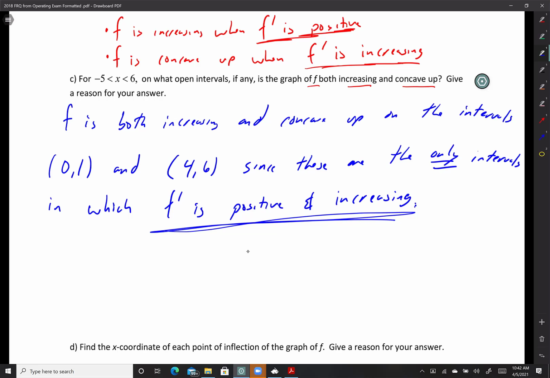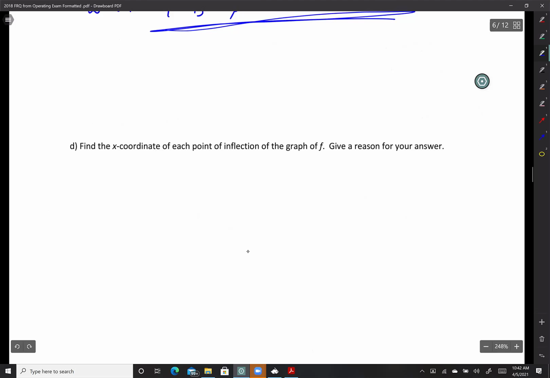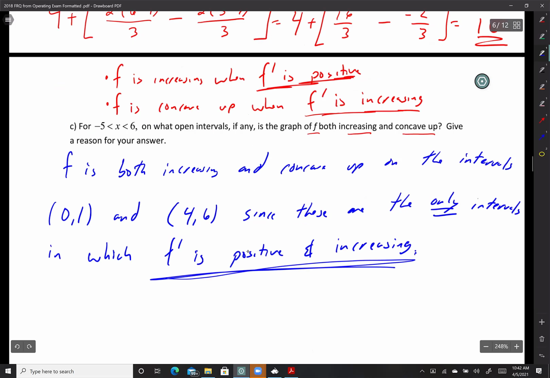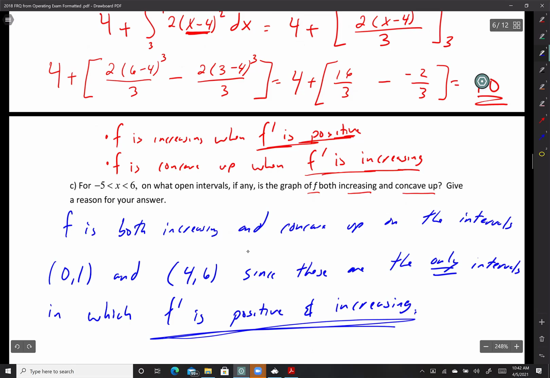How are we feeling? We feeling okay? All right, let's see what we have left. Find the x-coordinate of each point of inflection of the graph of f. Give a reason for your answer. Again, it all has to do with this second bullet. Remember that you have a point of inflection when you change concavity, concave up to concave down, or concave down to concave up. So I am looking for where f prime changes from increasing to decreasing or vice versa.